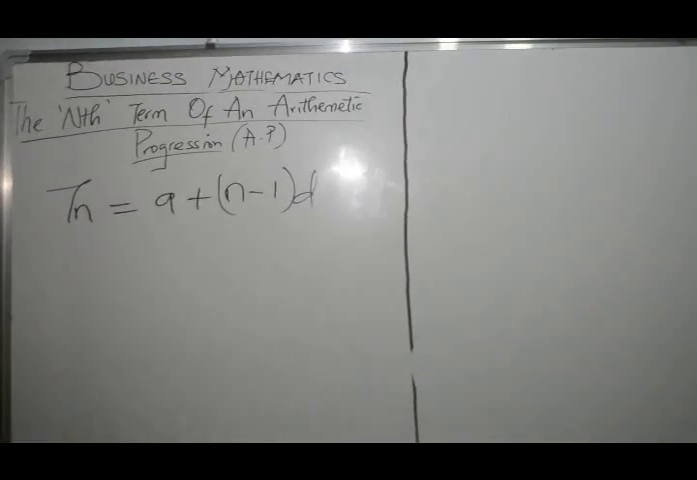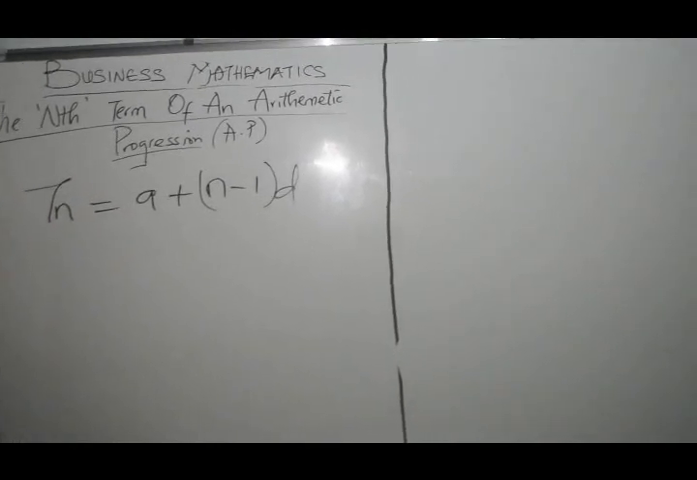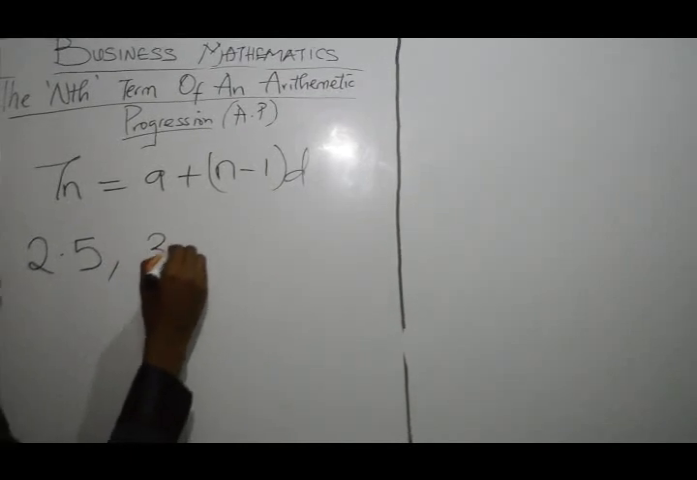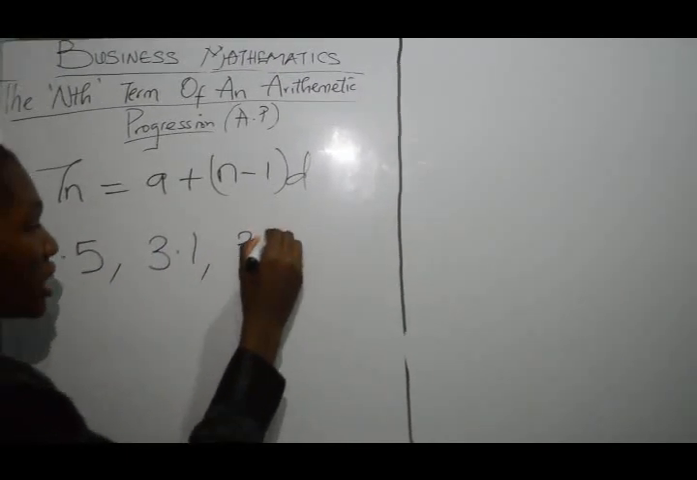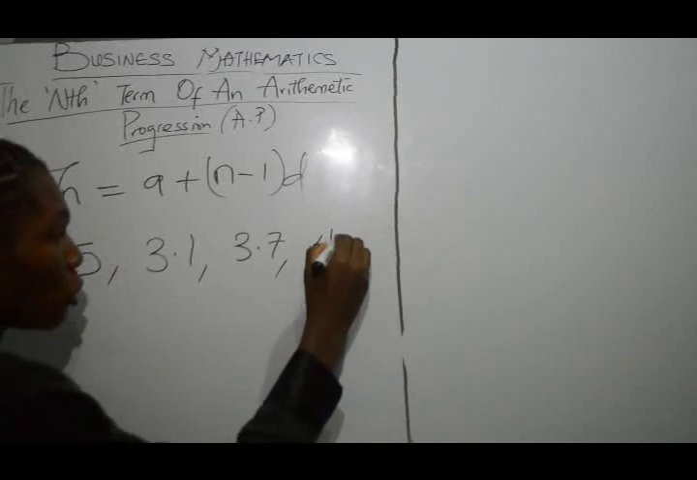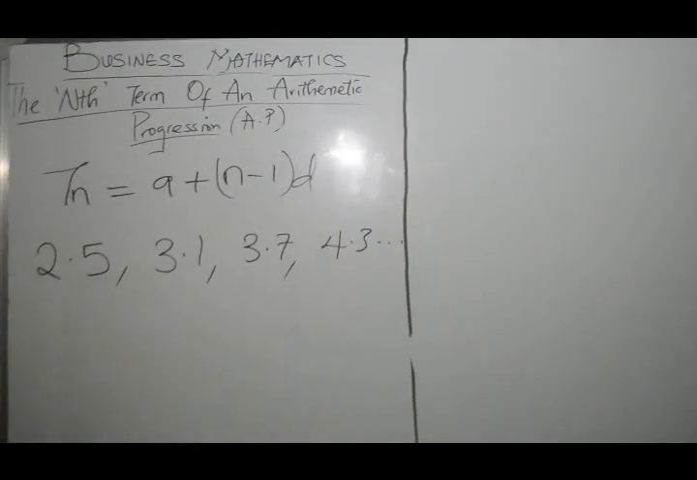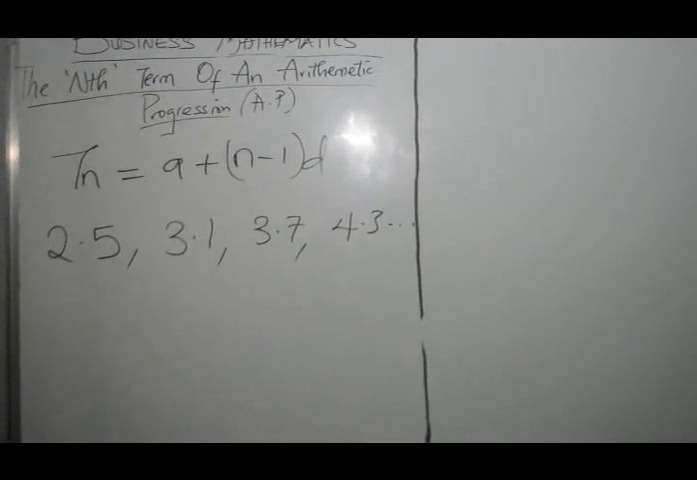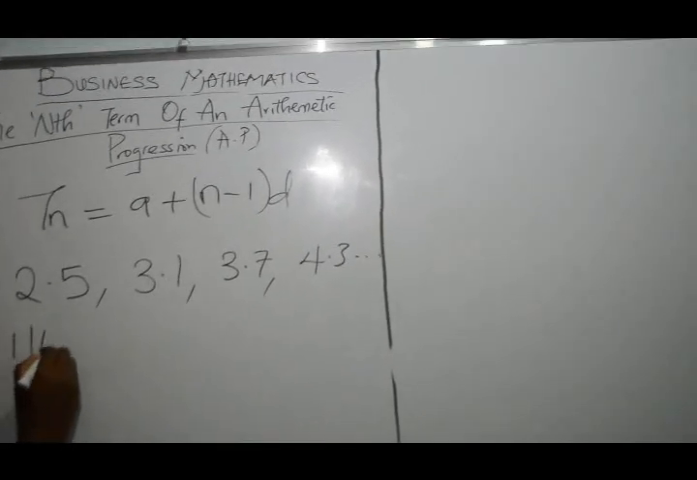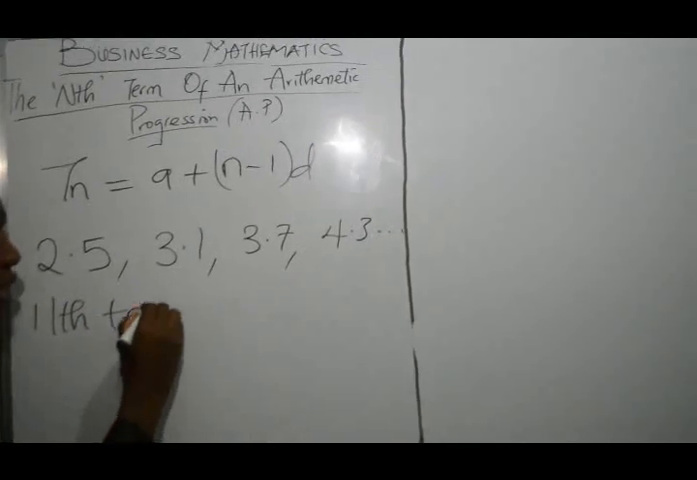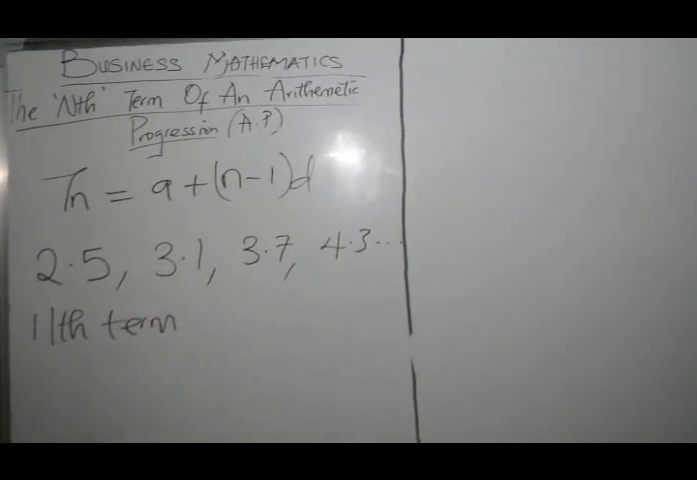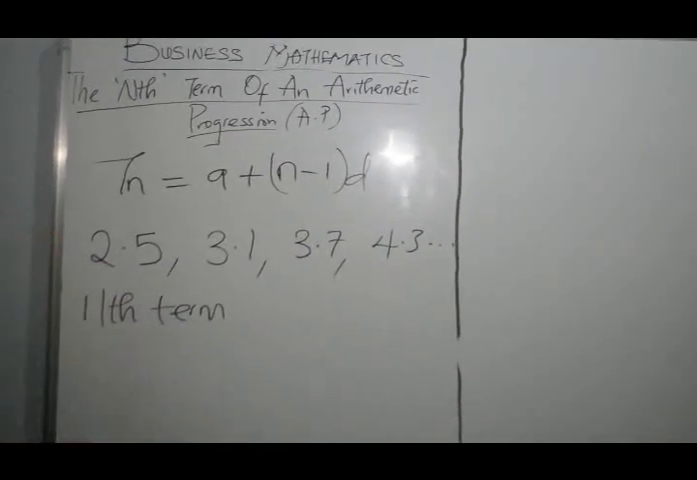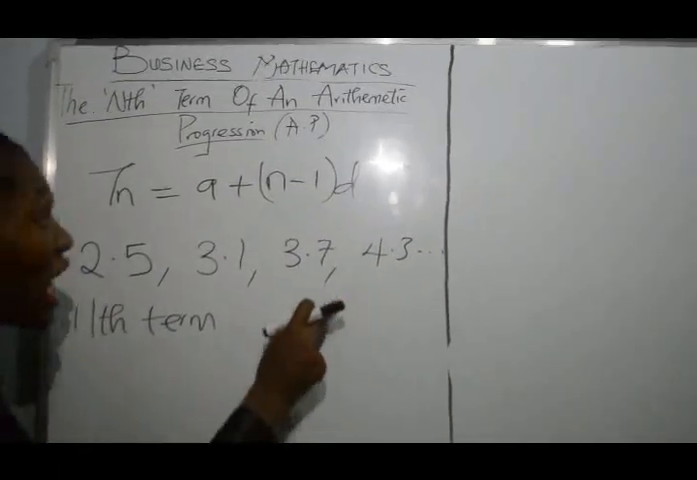So we'll be taking an example and we'll be solving for the arithmetic progression. Now we have 2.5, we have 3.1, we have 3.7, and then we have 4.3, and so on. Now this is a sequence given, and we are asked to calculate the 11th term. Like I said, the first thing we must do when calculating our arithmetic progression is to check for our common difference and for our a.